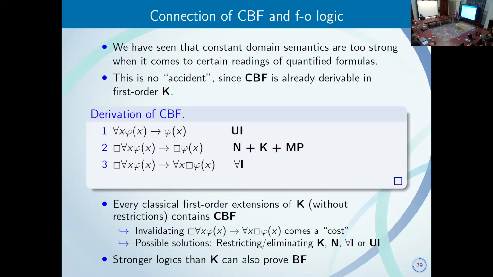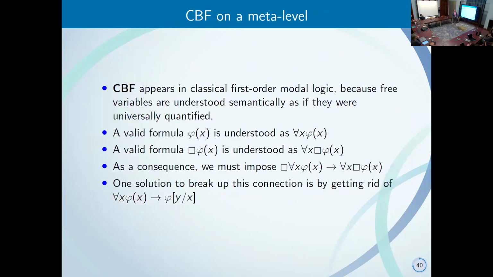This means if you want classical quantification, you need the corresponding formula. And the reason why this happens, as a more direct explanation, is what it means for a formula to be valid. If you have a Hilbert axiomatization and we derive phi x, this is usually understood, because of the introduction of the universal quantifier, as for all x phi x. But box phi x, for that reason, is understood as for all x box phi x.